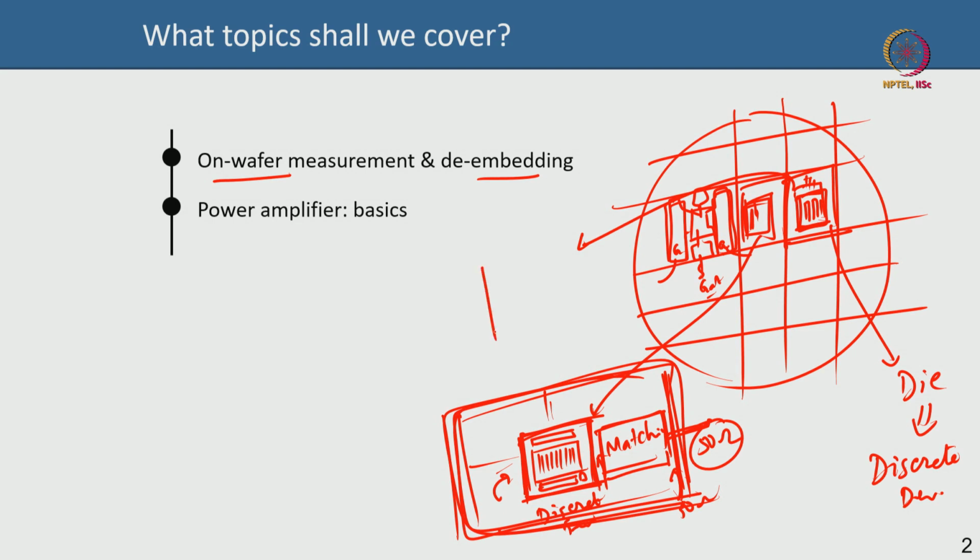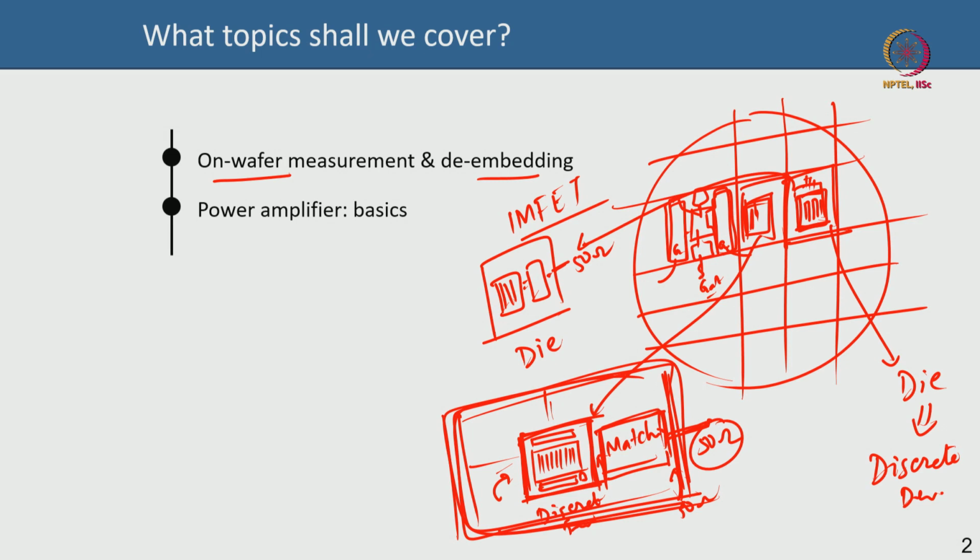Such that when you take the die out, this die that you have diced out from the wafer, it has the discrete device, and it also has a matching network. So then I will call it an internally matched transistor, FET, internally matched. So then it is terminated at 50 ohm, and it saves the vendor the headache of designing an extra matching network.